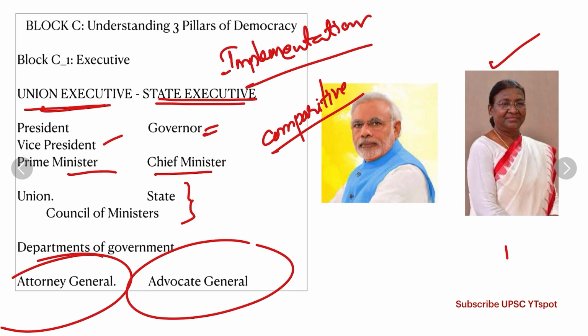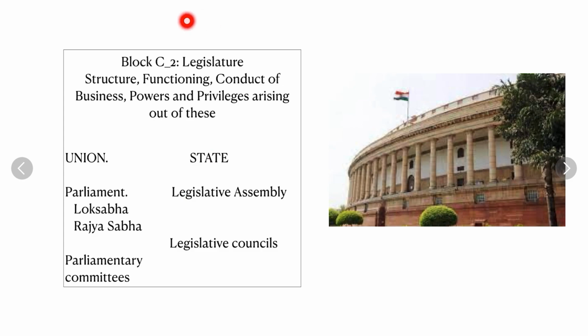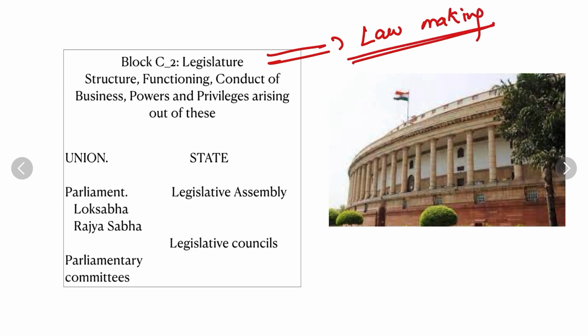After studying the executive, we proceed towards the legislature. Legislature is a law making body. It is where the representatives of the people, that is our elected representatives, meet and make laws that govern this country. So in the legislature, again it is a comparative study. From the union point of view, we study parliament and its committees. From the state point of view, we study legislative assemblies and councils.